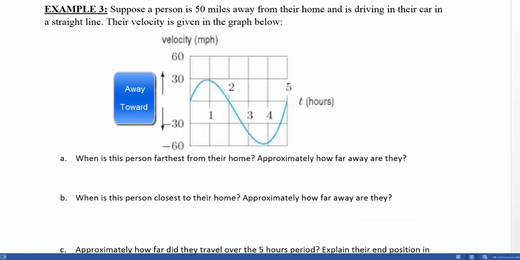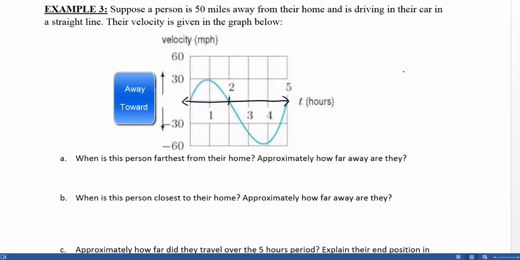Example 3. Suppose a person is 50 miles away from their home and is driving in their car in a straight line. Their velocity is given in the graph below. What I want you to notice is that the x-axis, or the t-axis here, is this line right here, which isn't super obvious, but it's implied based on this towards home, away from home situation. Now this is hour 1, hour 2, 3, 4, 5. So we're looking at what happens over a 5-hour period. Question A wants to know, when is this person farthest from their home?